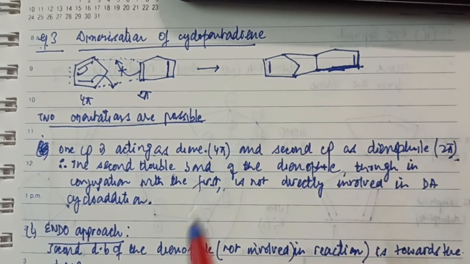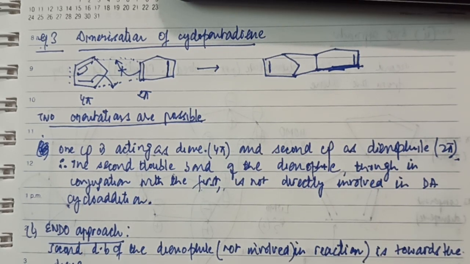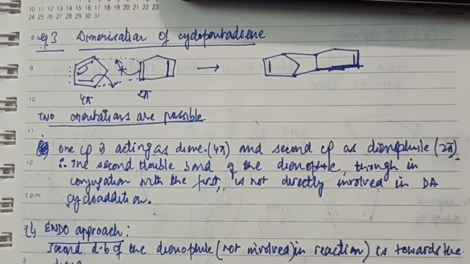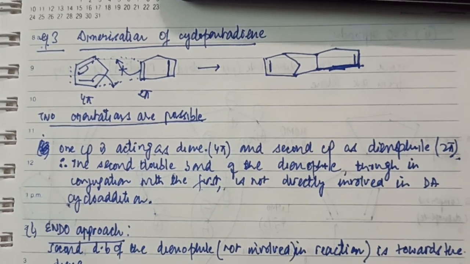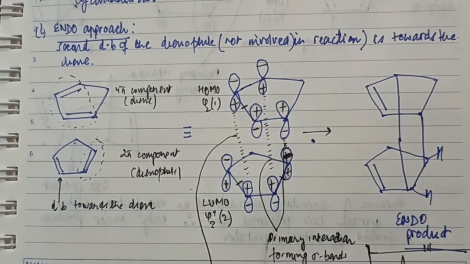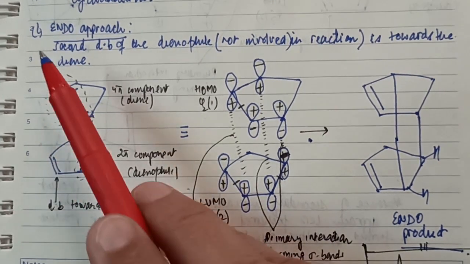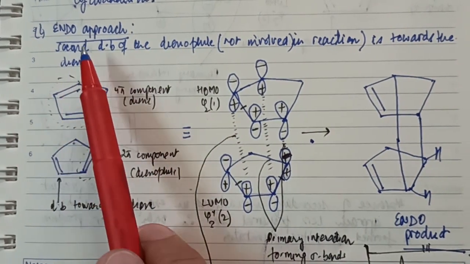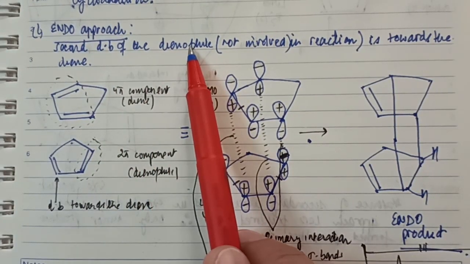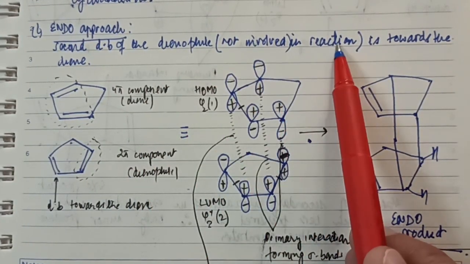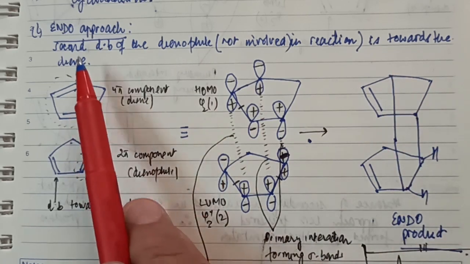If it is away from the diene, this orientation is the exo approach. If it's towards the diene, we call this approach the endo approach. Now let's try to work out the endo approach. Let's talk about the endo approach first. Now the second double bond of the dienophile, that double bond which is not involved in the reaction, is towards the diene, the first orientation.